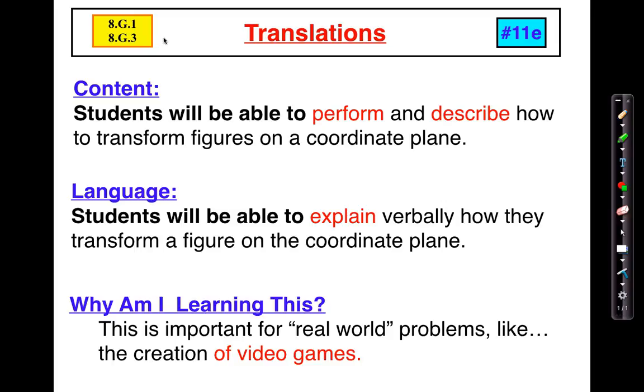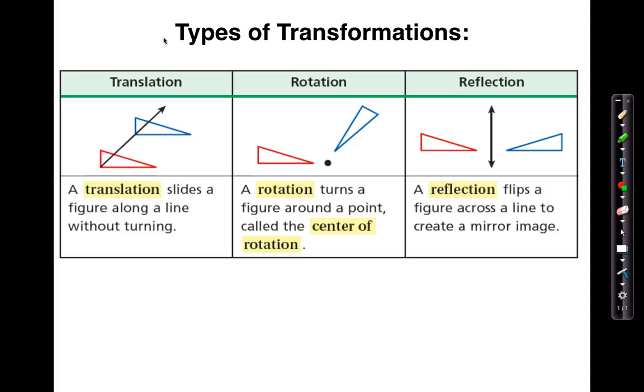Why am I learning this? Well, it's important for real-world problems like the creation of video games. So there are three types of transformations that we're going to go over in the 8th grade. Number one is translation, and that's today our main focus. So basically, a translation slides a figure along a line without turning. So that is our main focus.